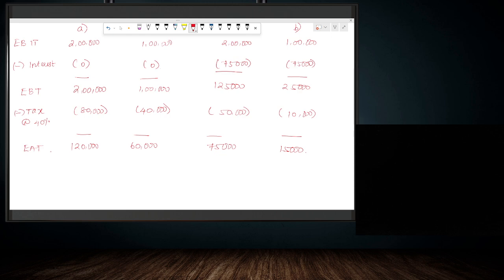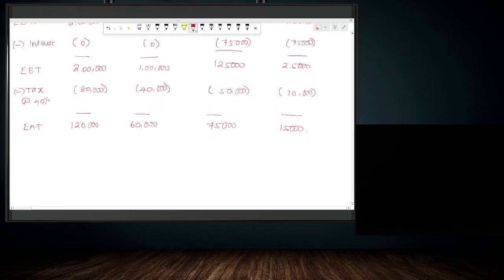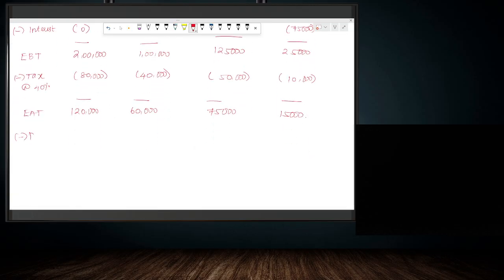In this question we don't have any preference dividend, but still I'll just show it over here. Preference dividend 0, 0, 0 and 0. So from EAT if we subtract preference dividend we get something called earnings available to equity shareholders. How much? 1,20,000, 60,000, 70,000 and 15,000. Earnings available to equity shareholders. Clear?